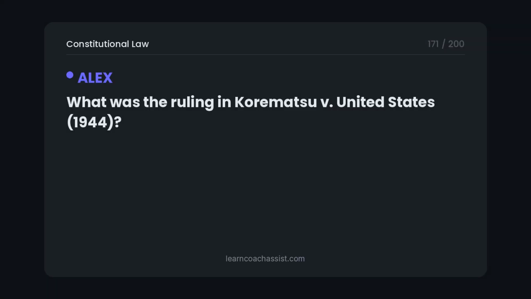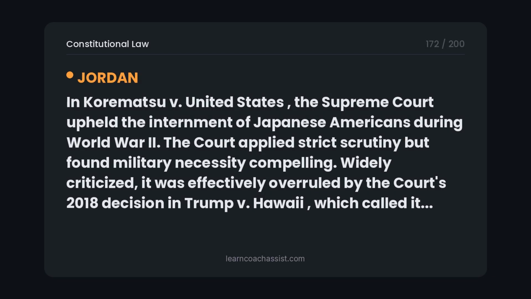What was the ruling in Korematsu v. United States, 1944? In Korematsu v. United States, the Supreme Court upheld the internment of Japanese Americans during World War II. The court applied strict scrutiny but found military necessity compelling. Widely criticized, it was effectively overruled by the court's 2018 decision in Trump v. Hawaii, which called it gravely wrong.